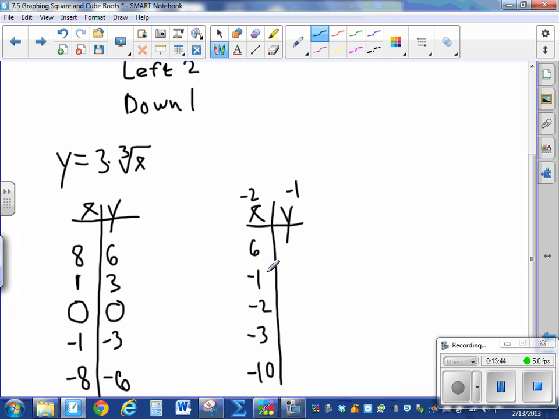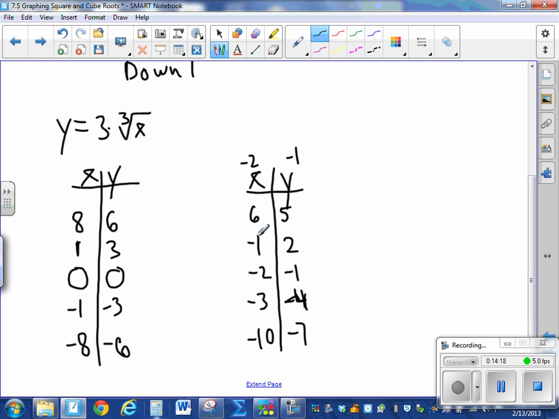Alrighty. So let me just double check that. 8, 6, negative 1, 0, negative 2, negative 3, negative 10. Okay, looks good. So minus 1 from your y's. Every single one of these y's should be subtracted 1. So 6 minus 1 is a 5. 3 minus 1 is a 2. 0 minus 1 is a negative 1. Negative 3 minus 1 is a negative 4. Negative 6 minus 1 is a negative 7. All right, so that's our next table.